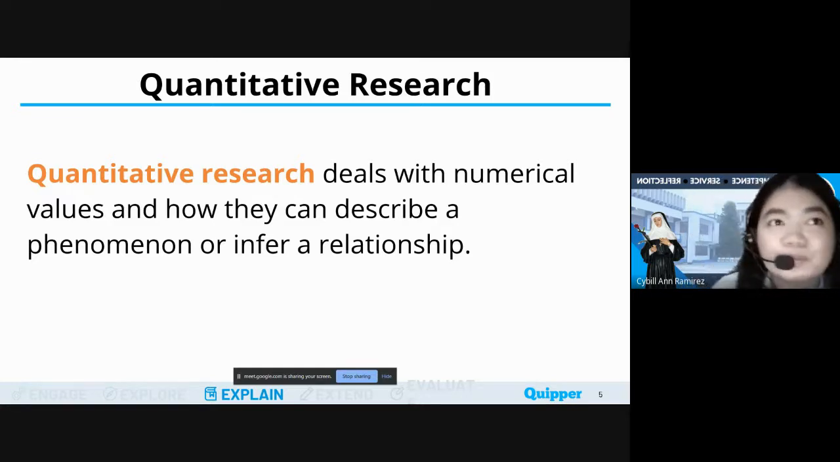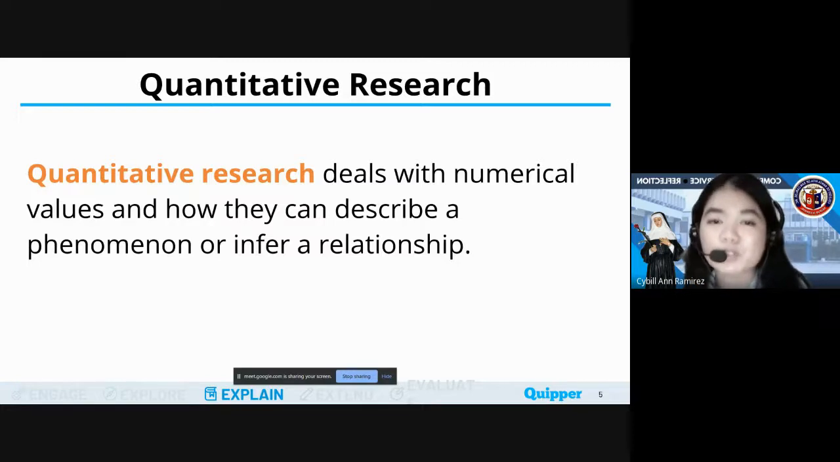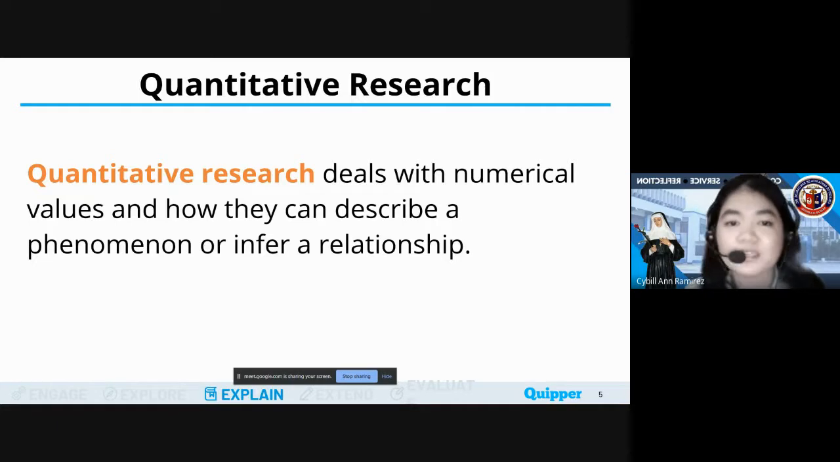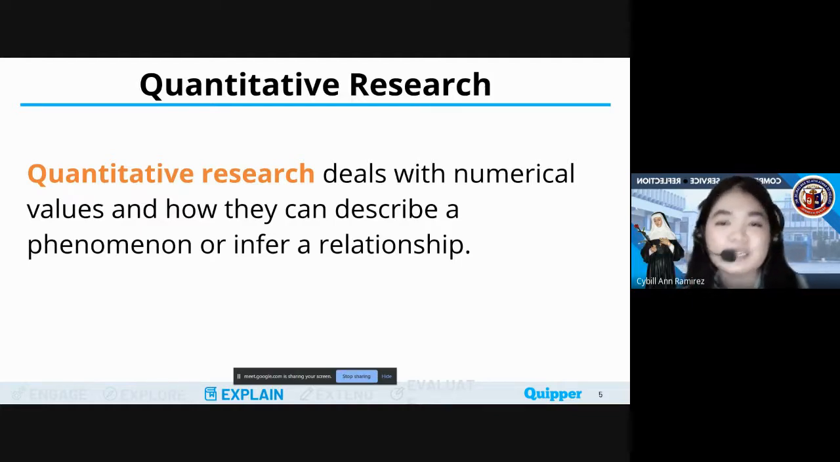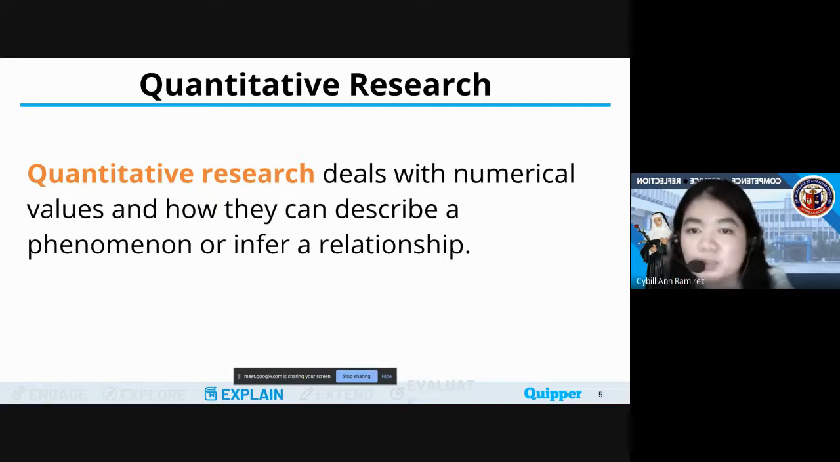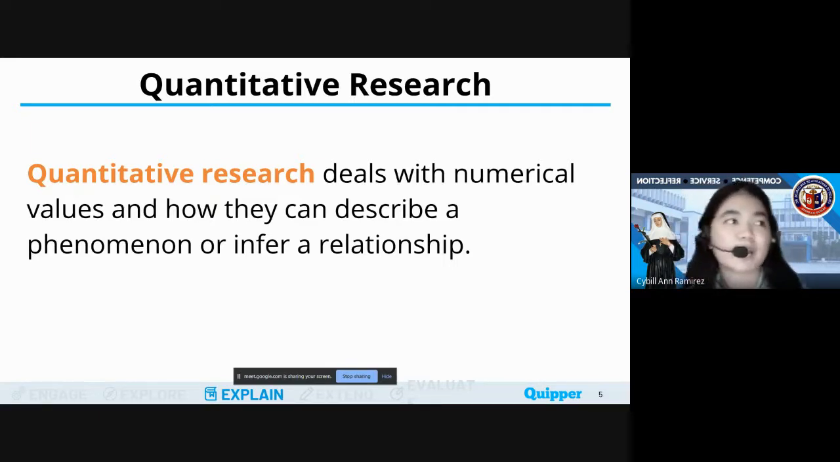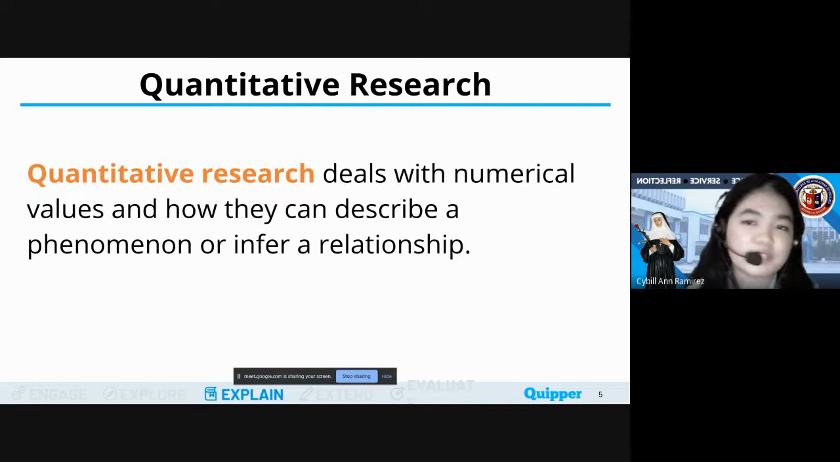So what you measure there is how many students have ICT proficiency and at what level. From 1 to 10, at what level are they good in ICT or in computers? That's numerical already. So it is accurate because you rely basically on numbers to tell you about the results, to tell you about the solution to the specific problem that you are dealing with. At the same time, it would also tell you about the situation of your topic, of your research. So that's how it works. That's how quantitative research works.